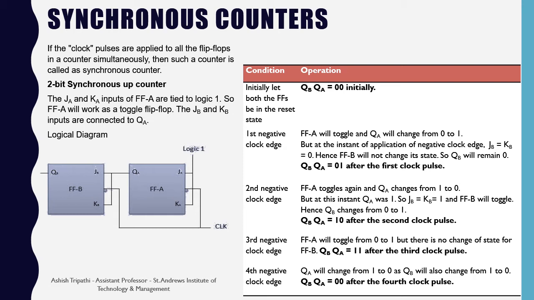After applying the fourth negative clock edge, QA will again toggle and it will become 0. This toggling is initiated by the QB also because the previous QA value was 1. So QB will also toggle and now it will also become 0. Hence QB QA will be 0 0. So you have again reset the flip-flops.